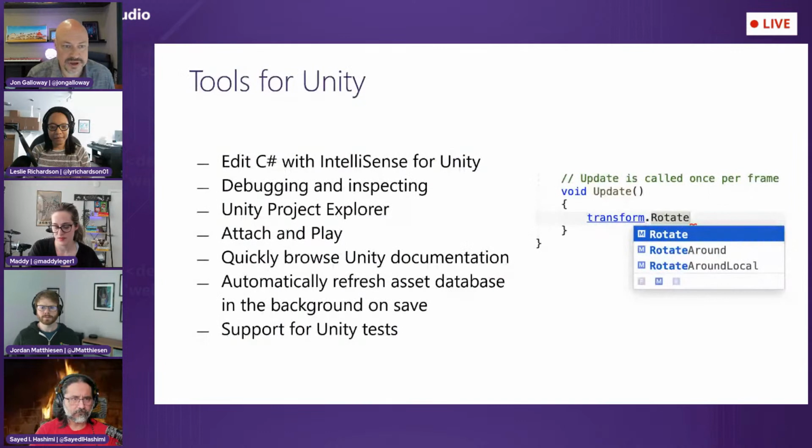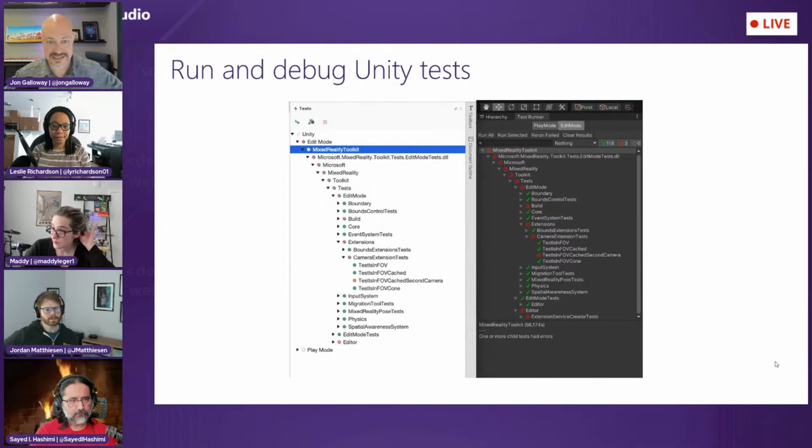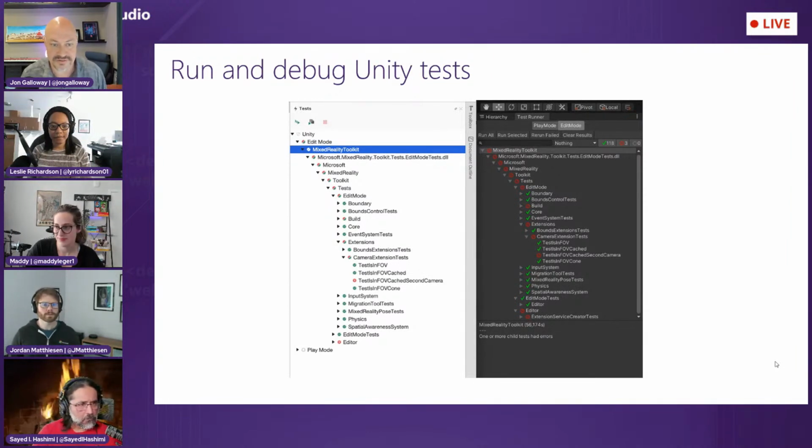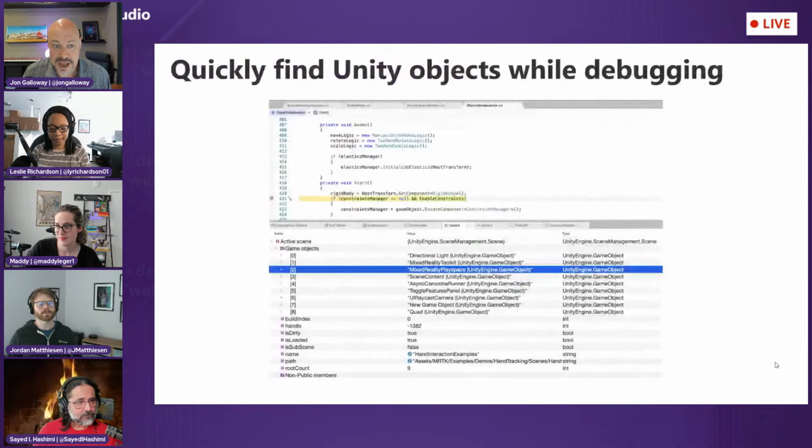So some of those things, we've got a Project Explorer. There's the whole attach and play support for Unity tests. And that Unity test support is integrated into VS Mac, and it's an integrated test runner experience. So as you'd expect, like the testing that you've got for other C# projects, you've also got full support there. And then there's also in debugging, you can go in and expand out your active scene, and you can get access to all your game objects. So again, a lot of time in debugging, Unity assets can be difficult to understand everything that's going on.